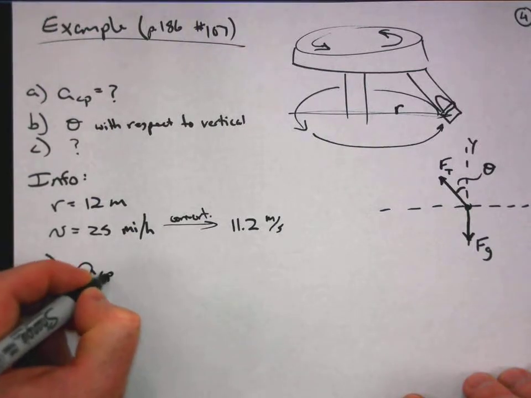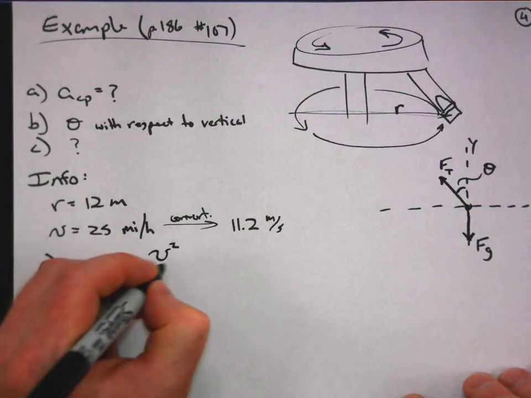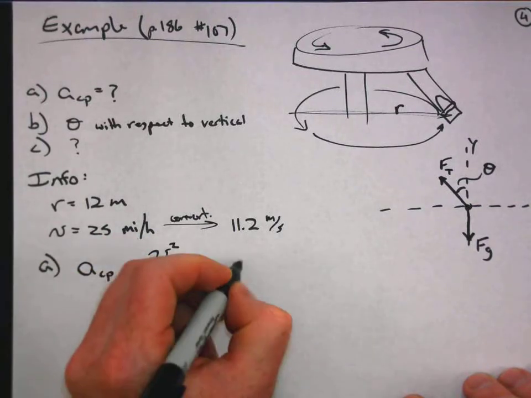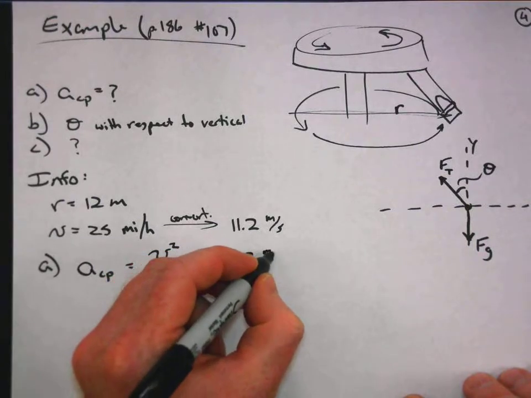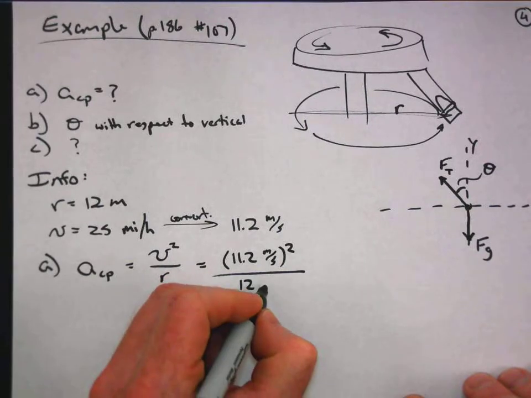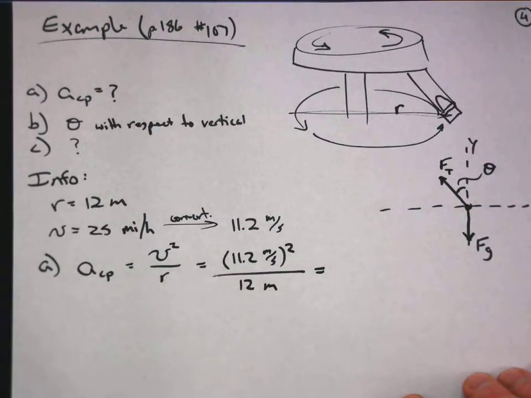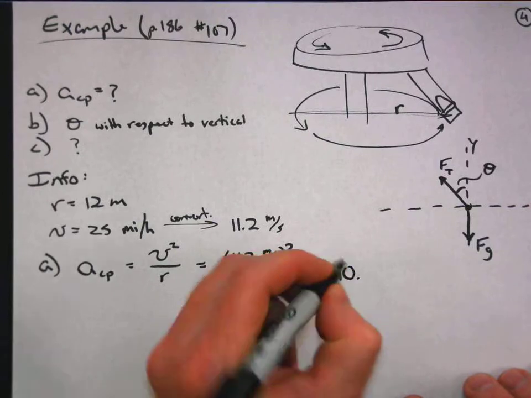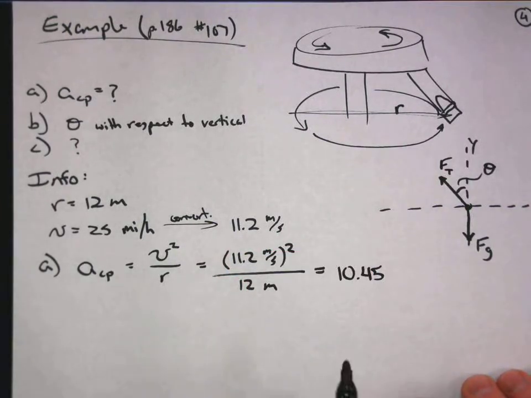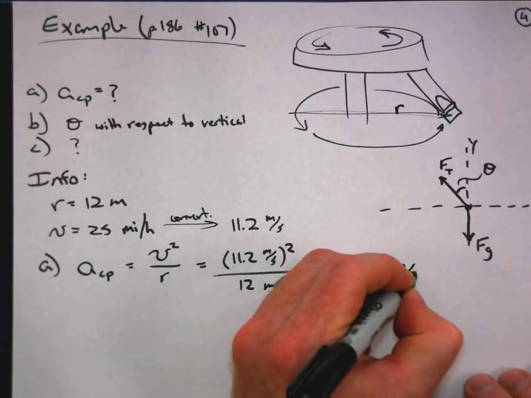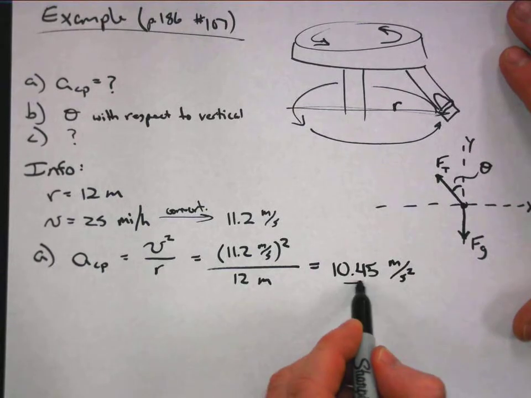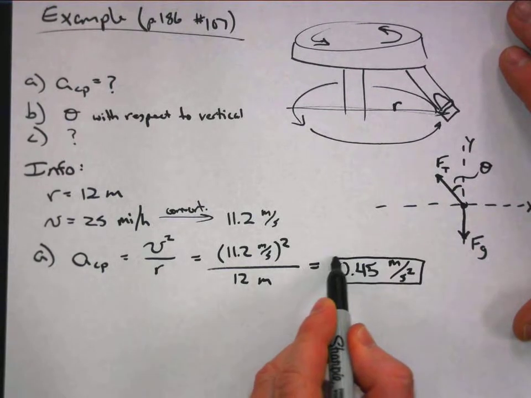So centripetal acceleration. I know that it is velocity squared, or speed squared, divided by radius. So I have 11.2 meters per second squared, and my radius is 12 meters. And when I do that math, right around, close to 10.5, right? Meters per second squared. That's it. That is the centripetal acceleration. The acceleration toward the center of the circle.